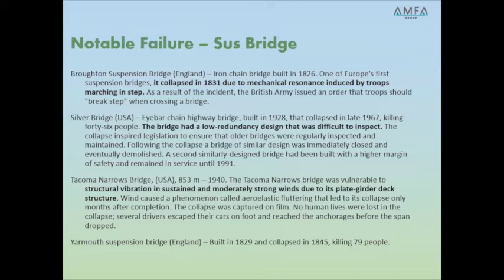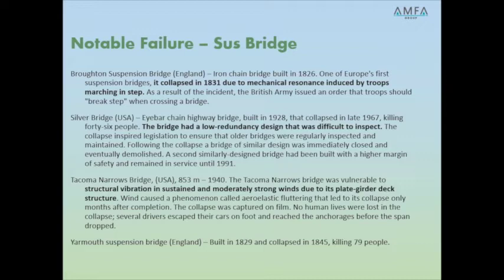Another major havoc happened in the USA, the Silver Bridge collapse. That was due to a low redundancy design, and the inspection was not frequent. The Tacoma Narrows Bridge, a famous bridge, was built on July 1st, 1940, but collapsed in November of the same year. It lasted only a few months. The failure was due to the wind force.